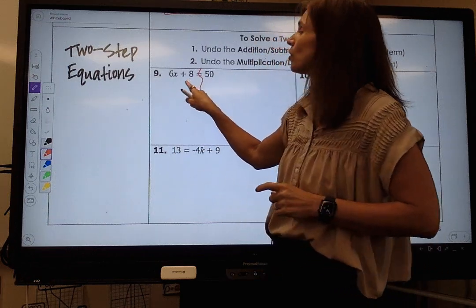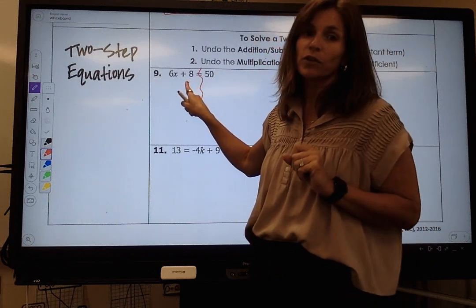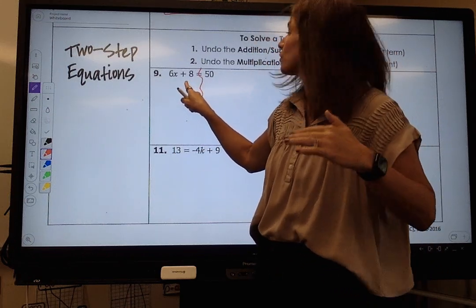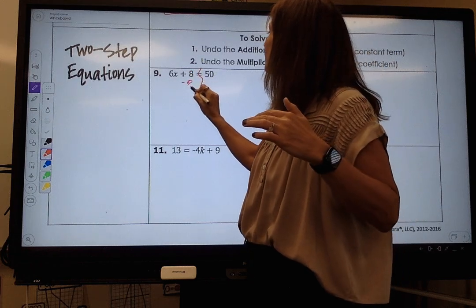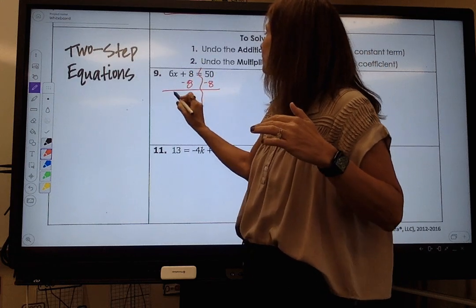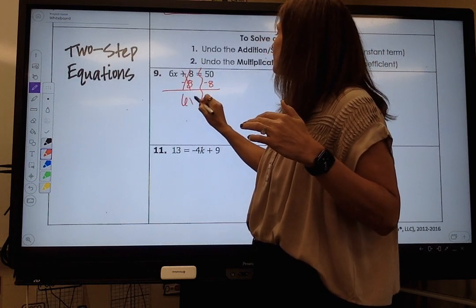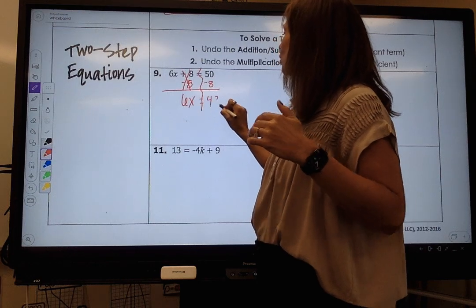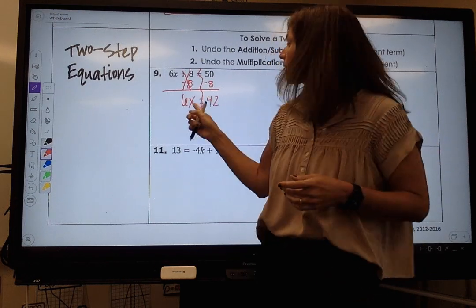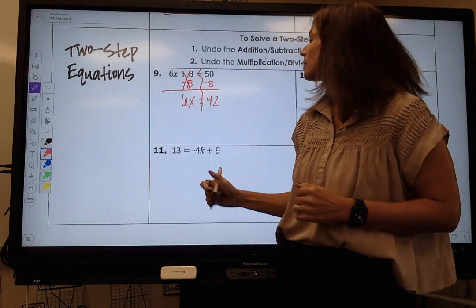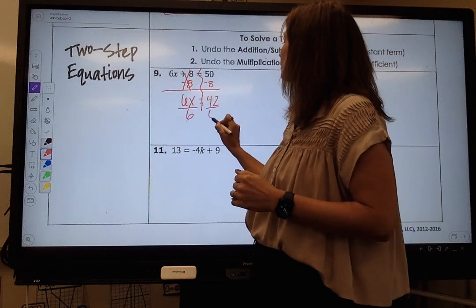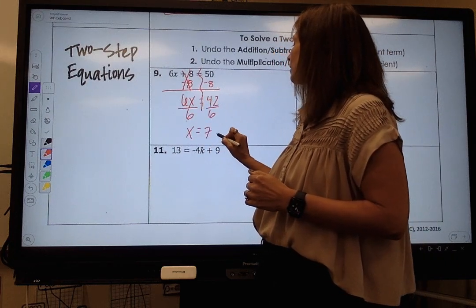So constant term is that 8. I'm going to get rid of that first. So I'm going to use additive inverse. If it's positive 8, it's negative 8 on both sides. What's left? 6x equals 42. So now to get x by itself, I separate, I divide the 6 from the x. So I'm going to divide 6 on both sides, and I get x equals 7.